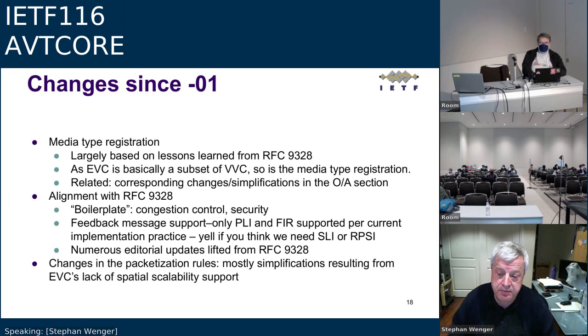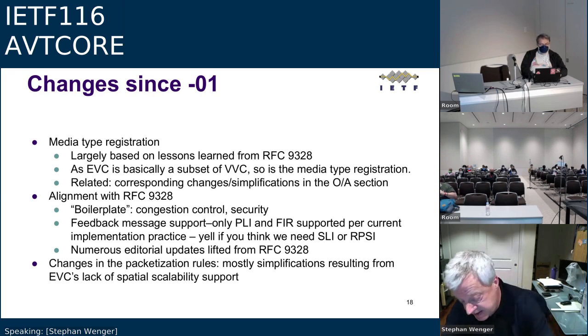That was also removed in the VVC draft based on at least our observation that no one's using these things anymore. If anyone has a different opinion, tell us. We can put them in. It's not difficult to do, but in the interest of keeping the document halfway manageable, we rather remove things. Many editorial updates were lifted from 9328. And then the changes in the packetization rules are also simplifications that result mostly from EVC's lack of spatial support. So these are the two slides I have.